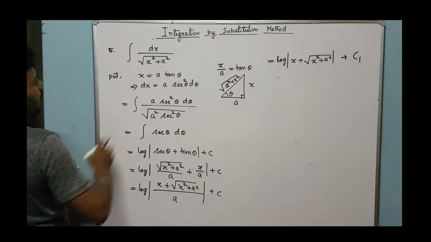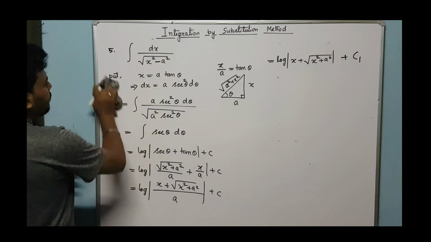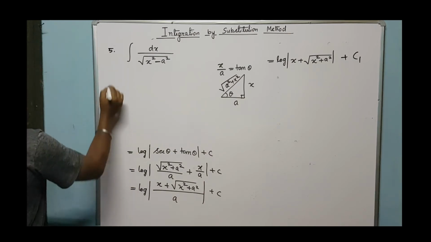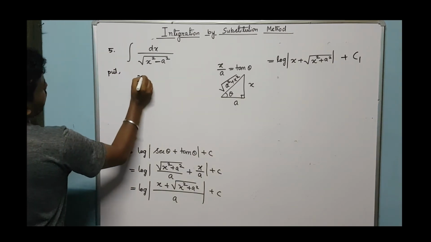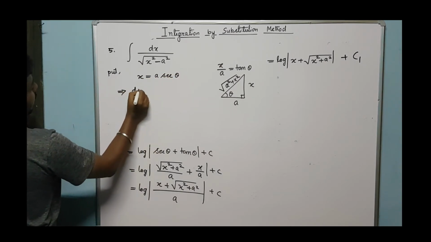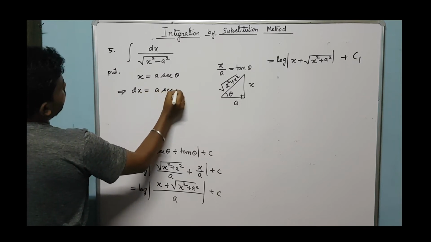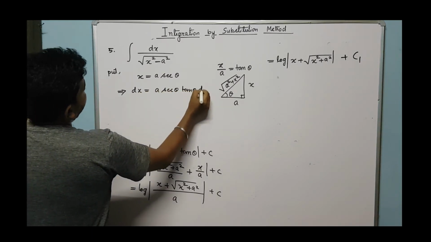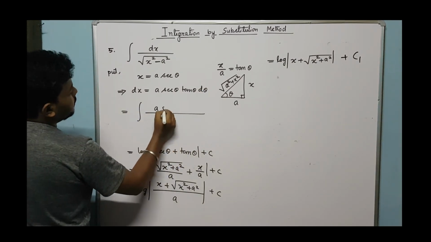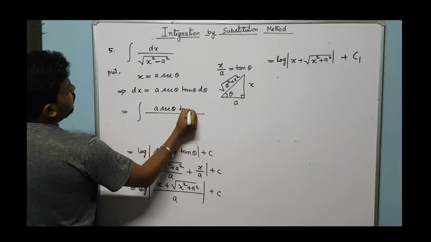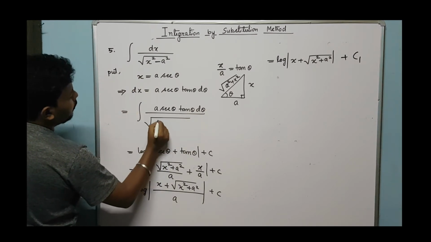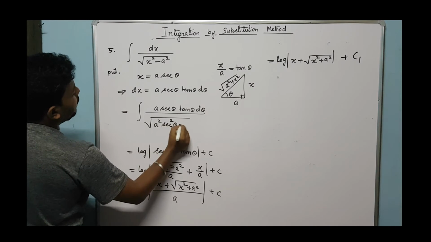Almost similar. It is x square minus a square. See, for this type of case, we put x equal to a sec theta. Now differentiate: dx is equal to a sec theta tan theta d theta. Now place the values, you will get a sec theta tan theta d theta over square root of a square sec square theta minus a square.